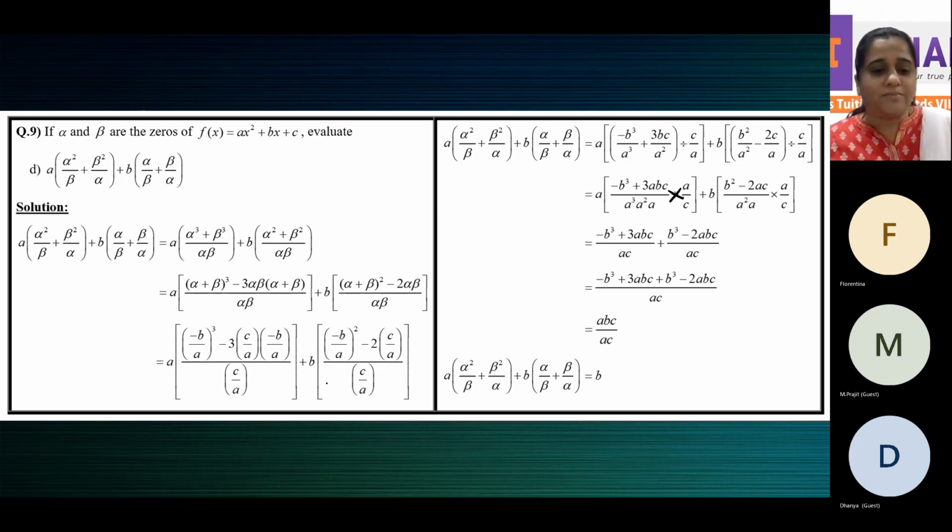So then again, the next bracket plus B. And then here minus into minus is plus B square by A square. Then minus 2C by A. See and multiply. Minus 2C by A. Then divided by C by A. So I've written that like this. Divided by C by A and close bracket.